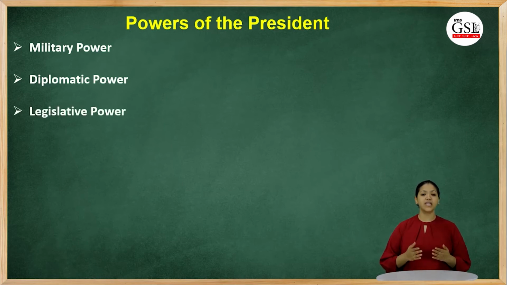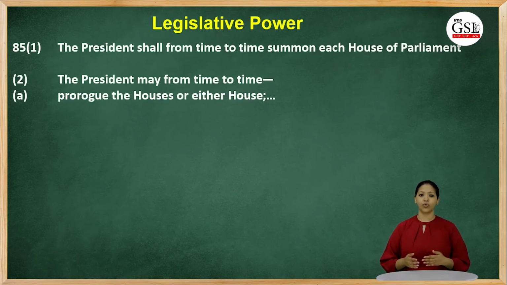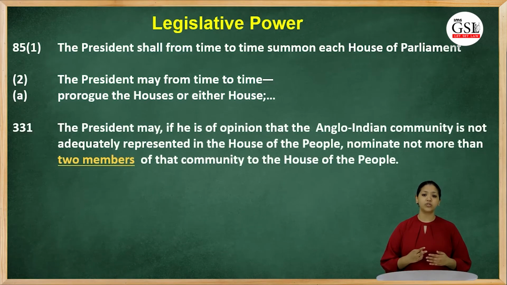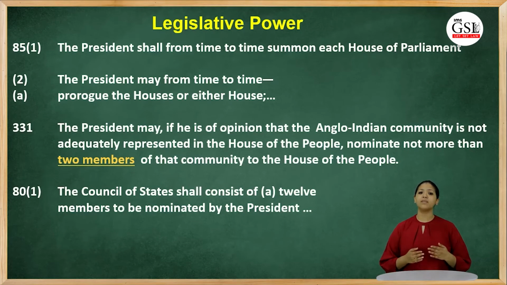The fourth power is the legislative power. The President has the right to summon and prorogue both the Houses of the Parliament. In addition to that, the President may also call for a joint sitting of both the Houses in case of a legislative deadlock. The President may nominate 2 members to the Lok Sabha should he believe that there is inadequate Anglo-Indian representation. He may also nominate 12 members to the Rajya Sabha, who shall be persons having special knowledge or practical experience in respect of literature, science, art or social service.